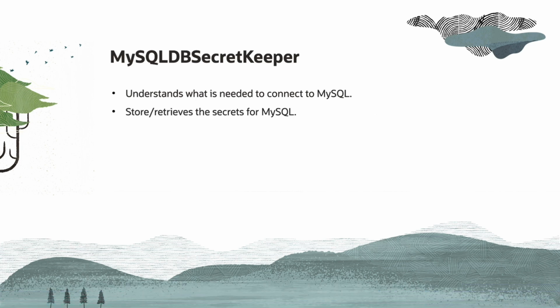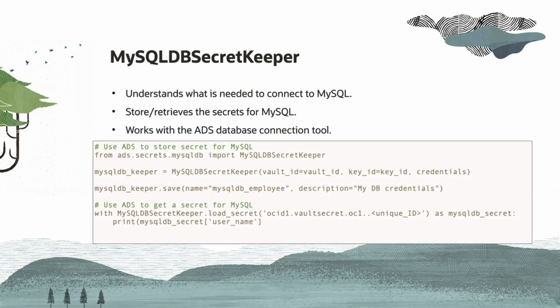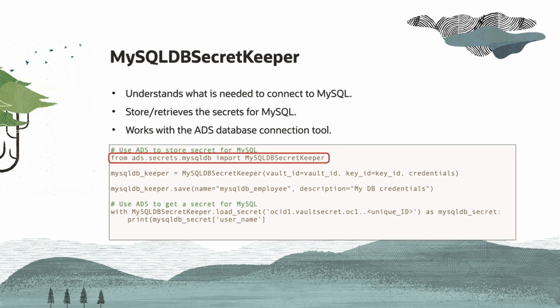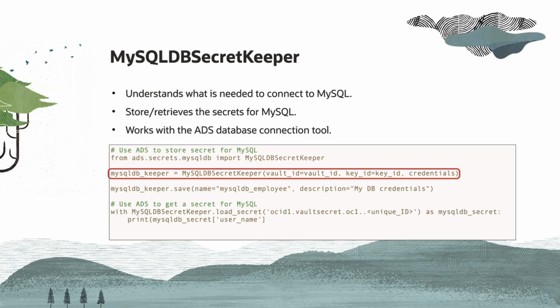The MySQL DB secret keeper stores and retrieves secrets for MySQL specifically. It works with the ADS database connection tool as well. So let's take a look at the code. The first thing that we would need to do is import the MySQL DB secret keeper. And then we're going to create an object of that class.